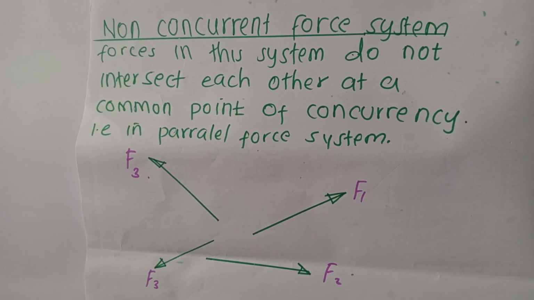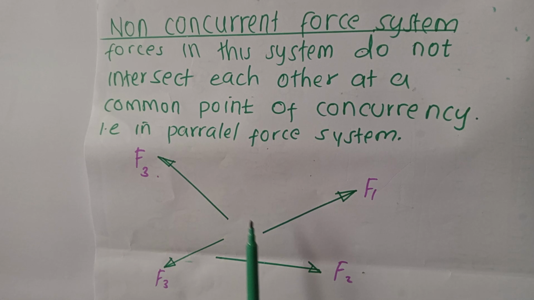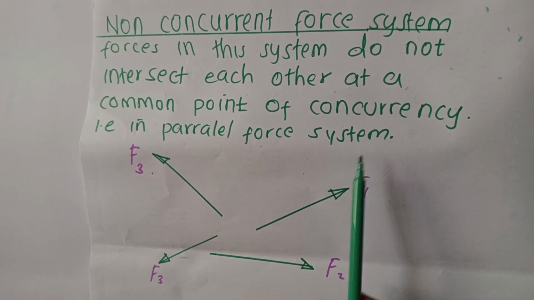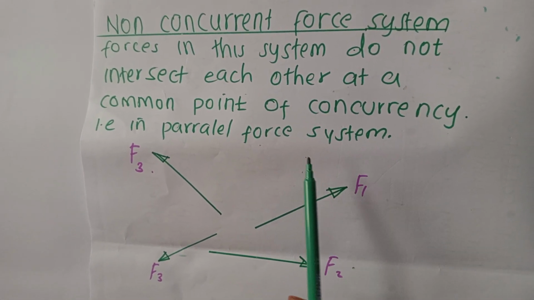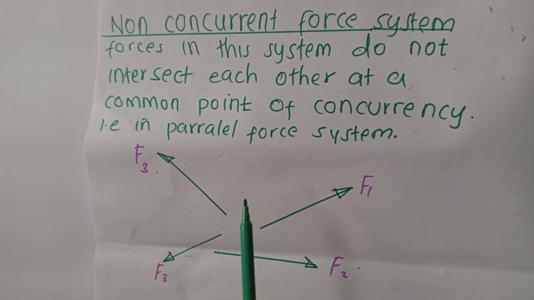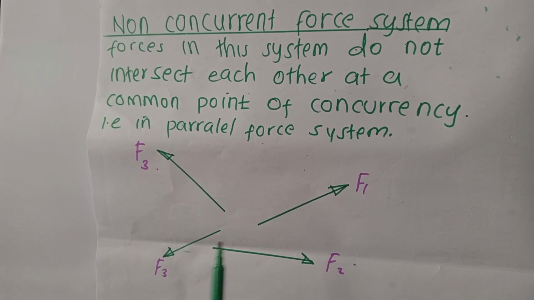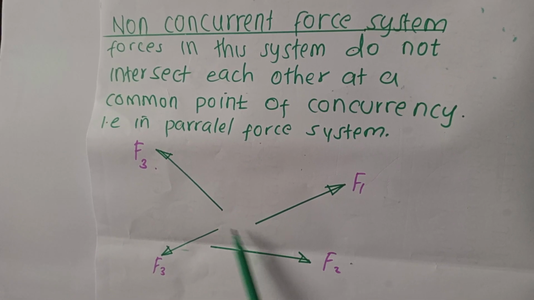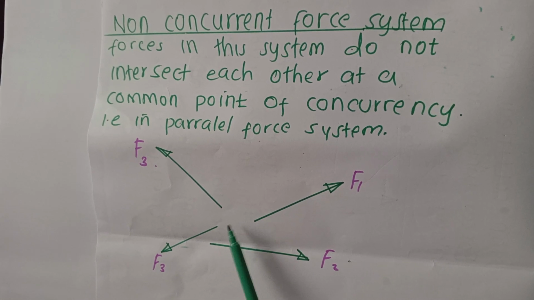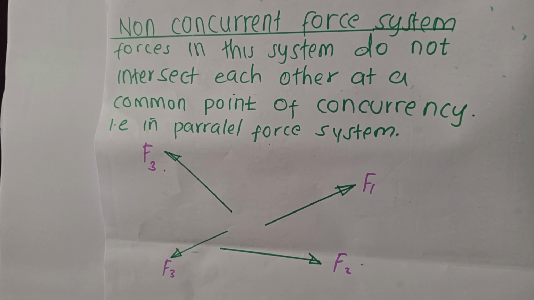Non-concurrent force system: forces in this system do not intersect each other at a common point of concurrency. So this is kind of the opposite of the concurrent. Remember, for the concurrent we said they all intersect at the point of concurrency, but for non-concurrent they do not intersect, such that if we extend these forces, they will not meet at one particular point. We call them a non-concurrent force system.